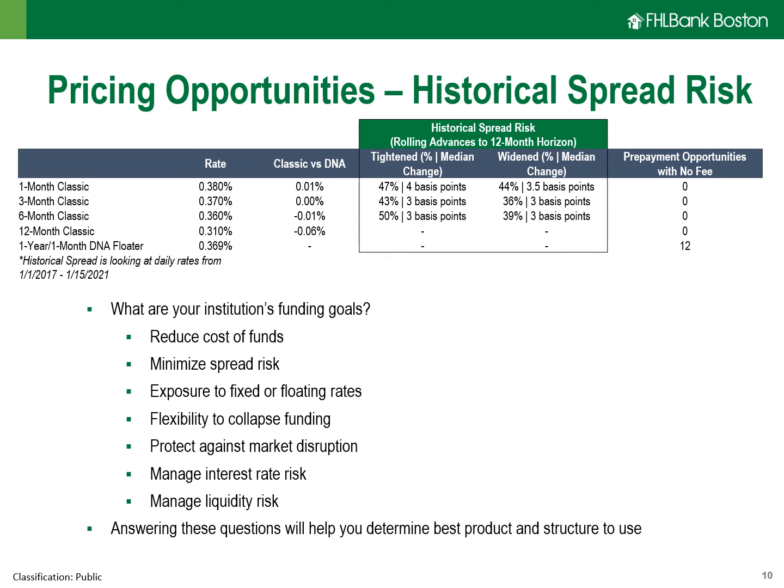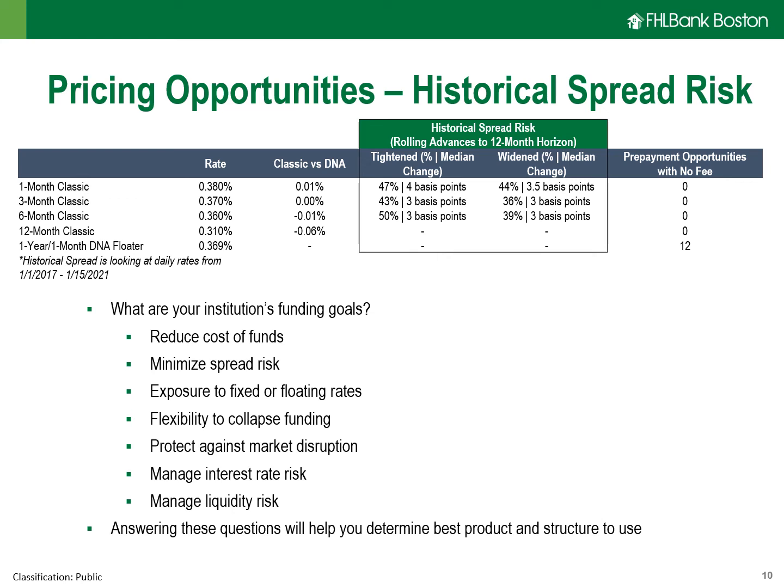For this 1-month classic example, the spread actually widened 44% of the time, with a median spread change of 3.5 basis points. That means that at each 1-month roll, there's a 44% chance the spread widened when you needed to roll the funding. So when you look at this example and compare it to the DNA floater, you know that the DNA floater removes the spread risk, as you can take out a term as long as you need. And in this example, it's very clear which product would benefit you, and that's the DNA floater.